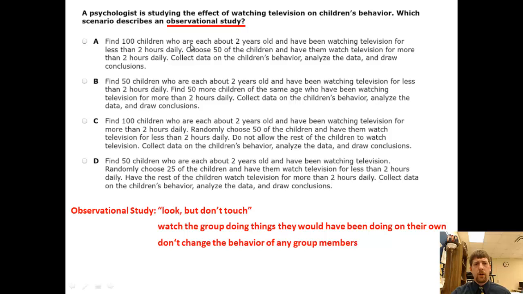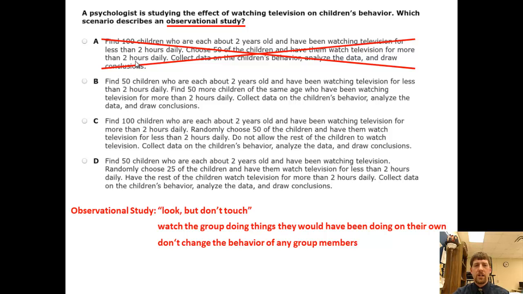Choice A: Find 100 children who are each about 2 years old and have been watching television for less than 2 hours daily. All right, these 100 kids have already been watching TV less than 2 hours. Choose 50 of the children and have them watch television for more than 2 hours. So we're actually changing the behavior of 50 of the kids in this one. Because we are changing what they were already doing, that's out. It's no longer observational. Now it becomes experimental. Now let's go to choice B.